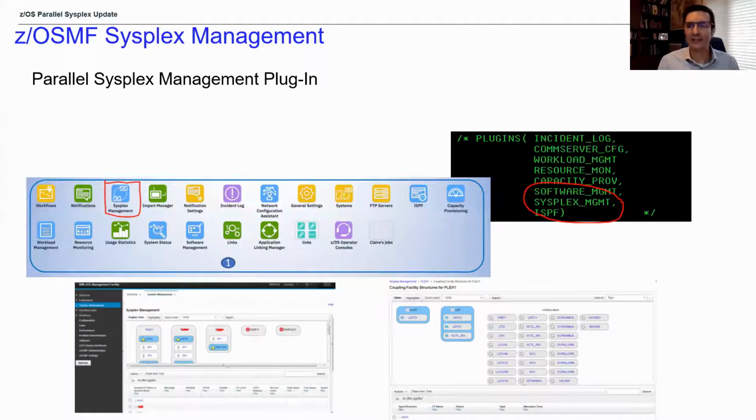So z/OSMF is a great functionality for a lot of early tenure folks, as well as folks that want a less error-prone mechanism for doing all kinds of management of z/OS. And the Parallel Sysplex plugin that has been available since 2.2 is just one of those things that you can specify in your IZUPRM to enable the Sysplex management plugin.